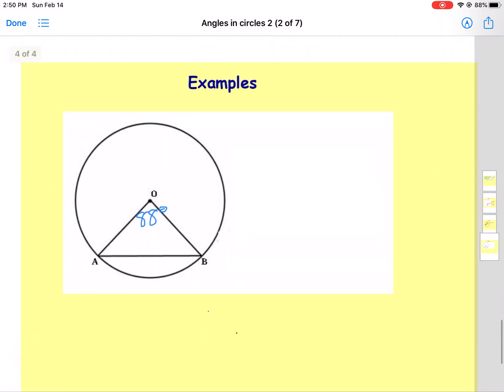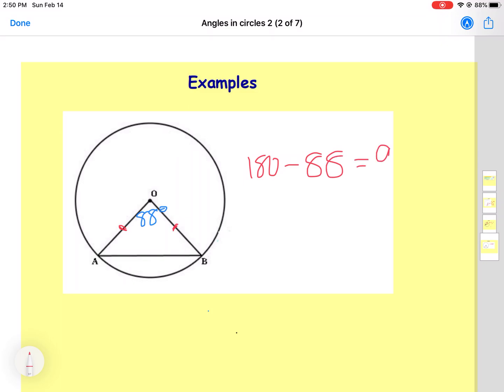The last one here, so this is how it may be presented to you within the worksheet. You are not told that these two lines are the same size, OA and OB. However, we can see that from the nature of the circle, they are both radii, so must be the same size. Therefore, it's the same calculations as we had in the first example. We know one angle in the triangle, so we can take that away from 180. So 180 take 88 will give us 92.